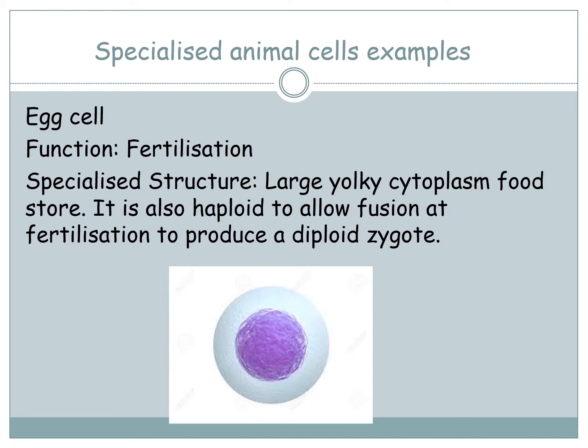The next cell you need to know about is the egg cell. Its function is to be fertilized by the sperm, and it's involved in fertilization. It is specialized as it is large, so it has a large cytoplasm food store. It's also haploid, which allows its fusion at fertilization to produce a diploid zygote.